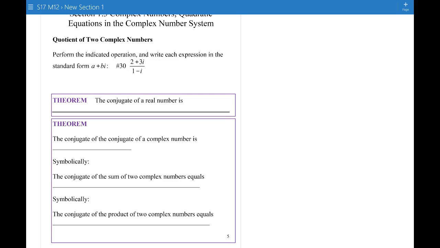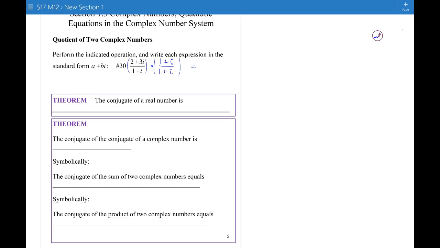To find the quotient of complex numbers, the way you do it is to multiply the numerator and denominator by the conjugate of the denominator. So hopefully this is familiar. So we'll do this one together in class.